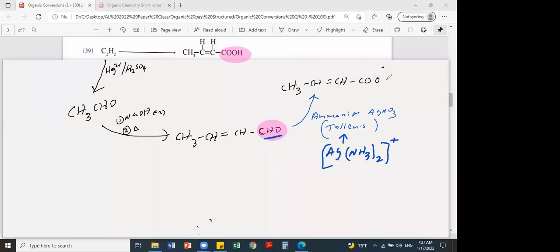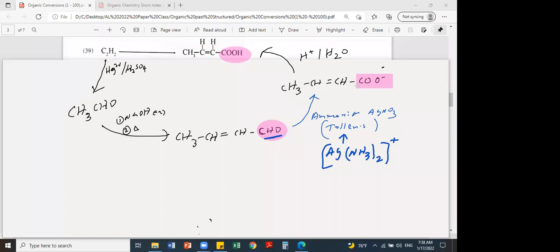Because of the basic medium, say alkaline medium, it becomes minus. Then after that you can put H plus to convert this into OH. You can acidify the medium, because in ammonical medium, like the basic medium, it gets oxidized but it becomes C double O minus. Then you can put H plus.